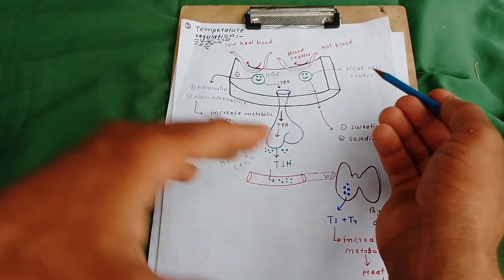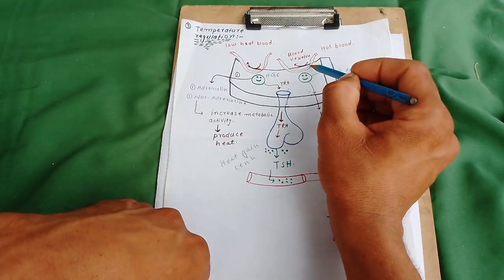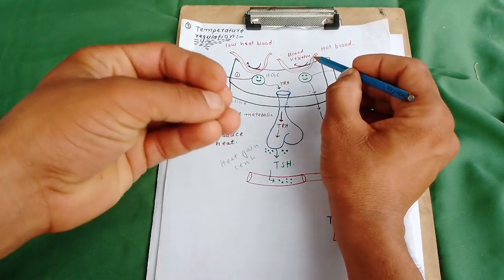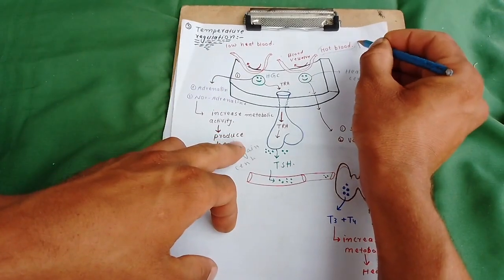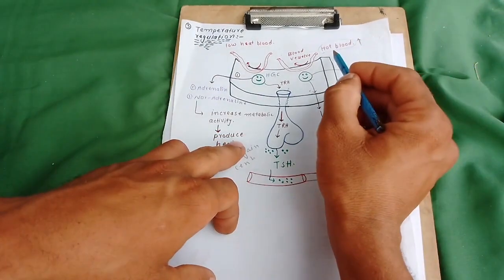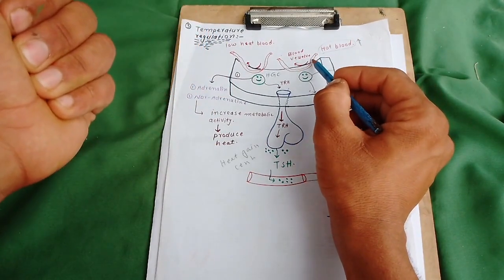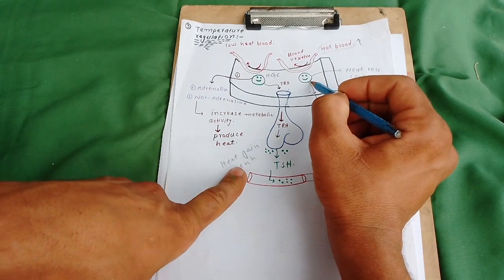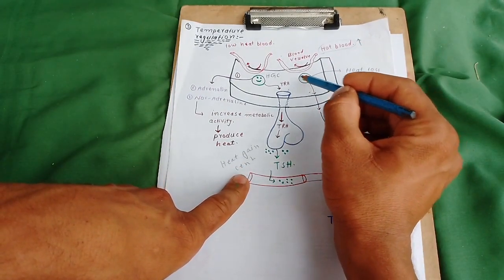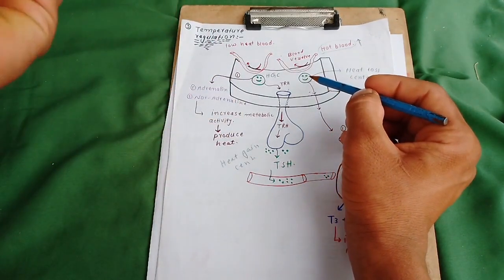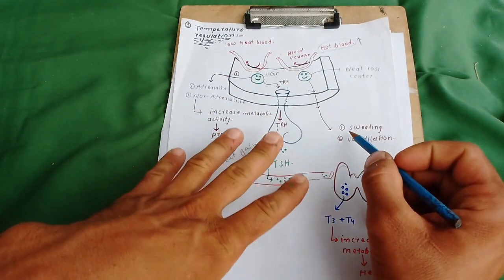So how does it release heat from the body? Okay, so this is a blood vessel. Suppose this is a blood vessel with hot blood. When the temperature of the blood is increased at this stage, and this blood passes near this center, this is the heat loss center. This center is stimulated. This is a receptor. It contains many different types of nuclei. Okay, so it stimulates sweating.